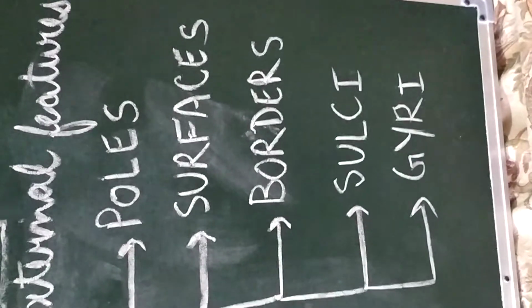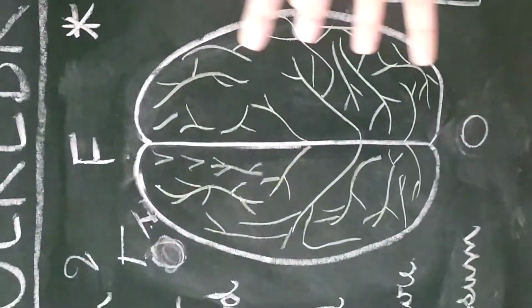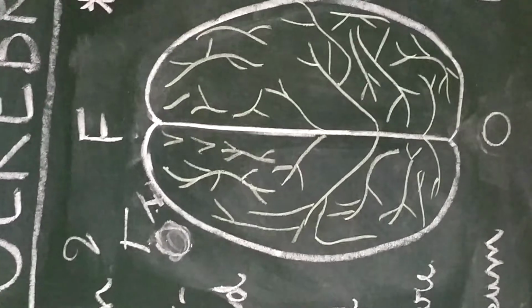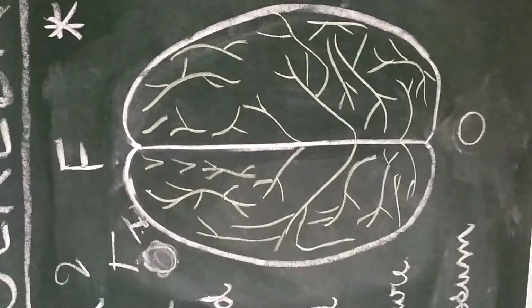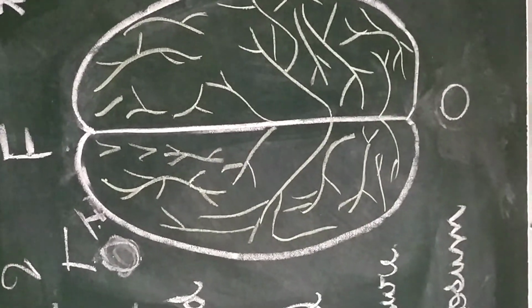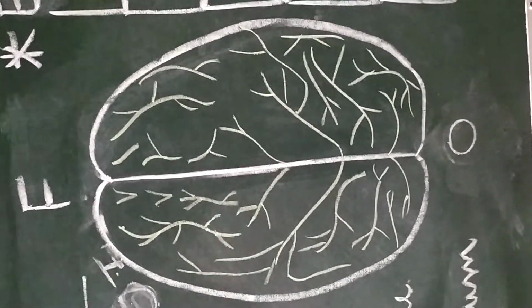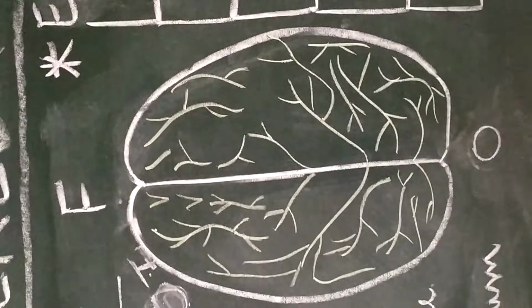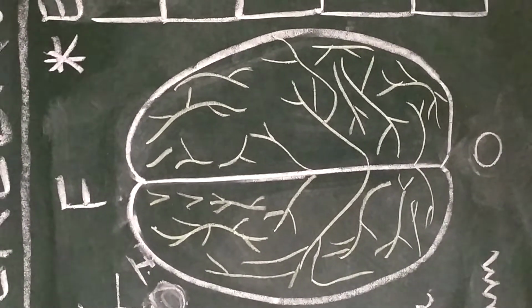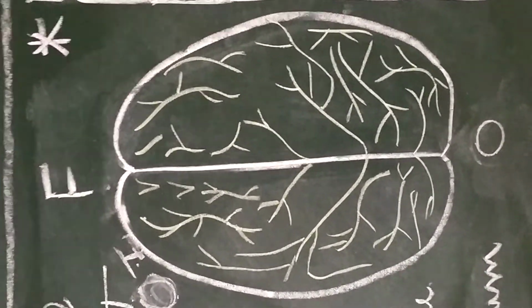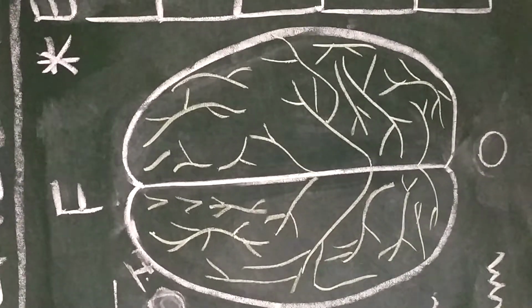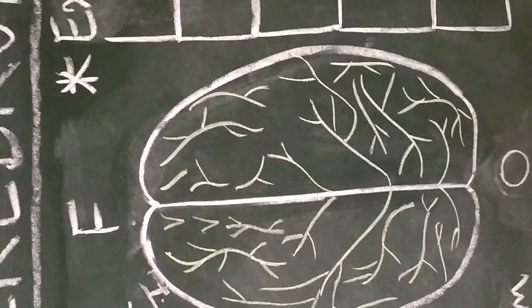Okay. Talking about sulci and gyri. Now these convolutions which you can see in the diagram are what are called sulci and gyri. Now what is the difference between these two? You see, the convolutions, meaning the bulgings which are present on the surface of the brain, are the gyri, while the sulci are the fissures separating these convolutions.